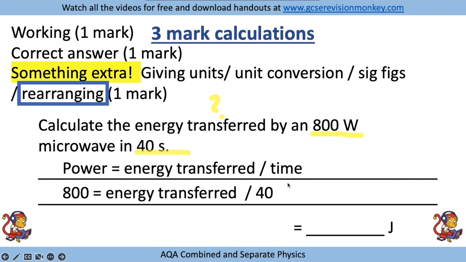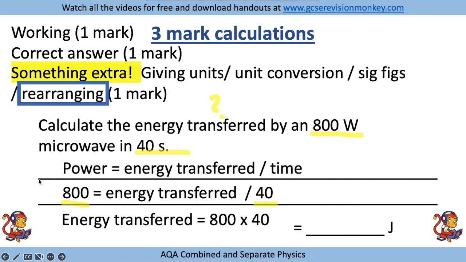So write down the equation, power equals energy transferred over time. Write in the numbers for power, write in the words for energy transferred, write in the number for time, and then that will at least get you that first mark. And then just give it a go at rearranging it. But because we've got divide by 40 this side, we need to multiply both sides by 40, show our working. Energy transferred is equal to 800 multiplied by 40, which is 32,000 joules.